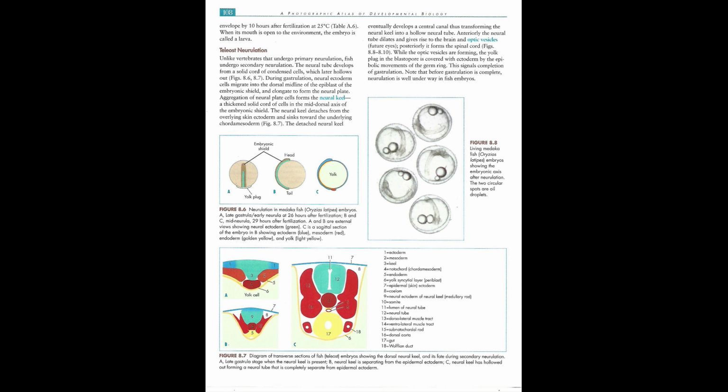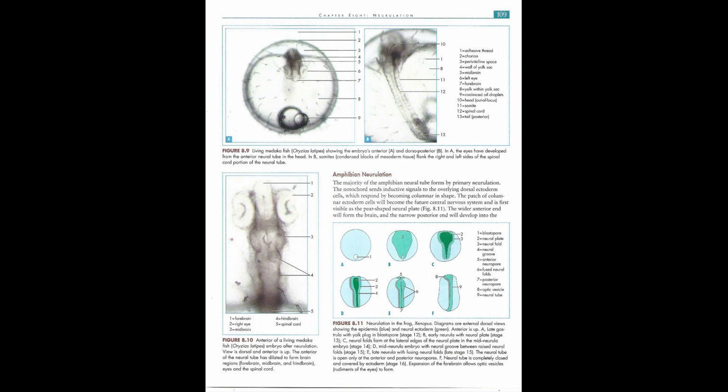Anteriorly, the neural tube dilates and gives rise to the brain and optic vesicles, future eyes. Posteriorly, it forms the spinal cord, Figs 8.8 to 8.10. While the optic vesicles are forming, the yolk plug in the blastopore is covered with ectoderm by the epibolic movements of the germ ring. This signals completion of gastrulation. Note that before gastrulation is complete, neurulation is well underway in fish embryos.